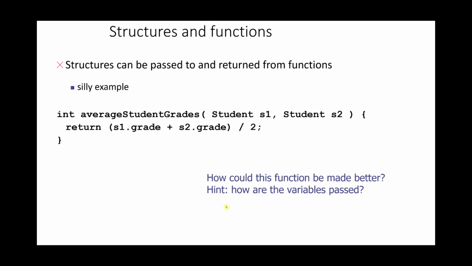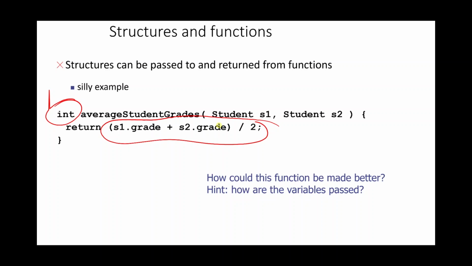Okay, so here's a silly example when we pass structures to functions and potentially return them or return a result. We are going to see how we pass them and how we return structures. So here's a function that returns an int, because it's going to return the average of student grades. Given student S1 and student S2, we get the average of the grades of both students.